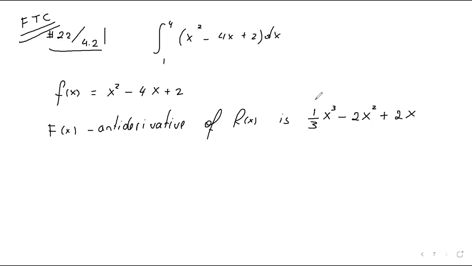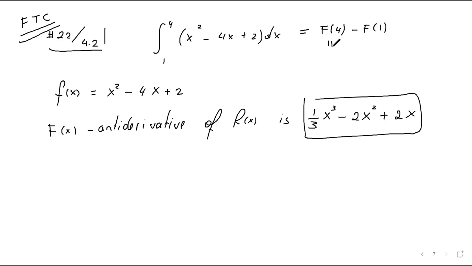Remember, I don't have to worry about a constant c, just one antiderivative of my choice, and this is the one we have to evaluate from 1 to 4. So when we calculate here, we're going to say F of 4 minus F of 1.